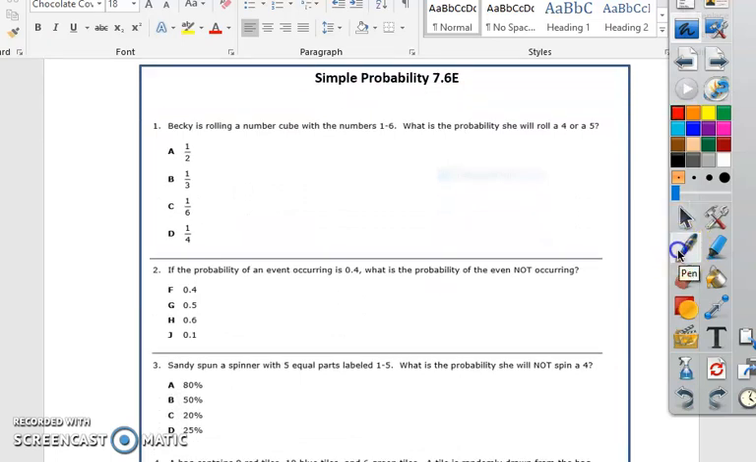Now, when we do probability, guys, we always want to make sure that we put that total on bottom. Okay? And normally they put our however many chances we have for the desired outcome. Okay?